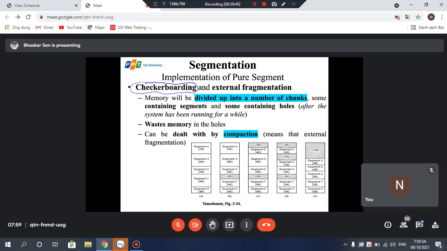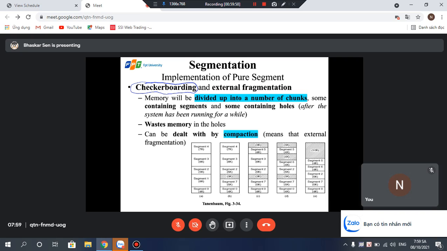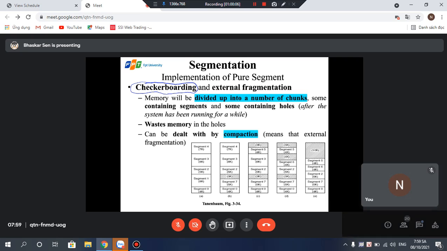Checkerboarding happens because the segments that we are dealing with are not of equal size. The segments are not of equal size. And fragmentation is one thing that we never mentioned when we were in virtual memory management. We were dealing with paging.